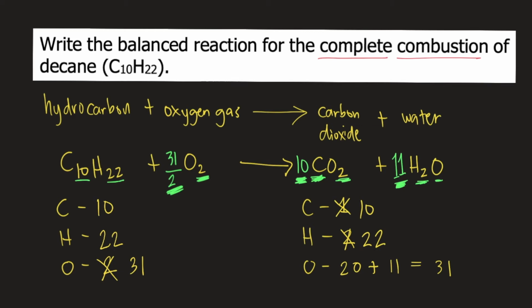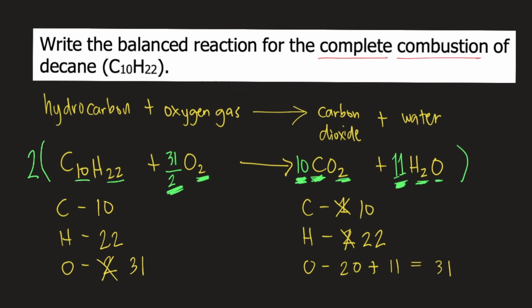So technically, all elements are balanced. That means the reaction is balanced. But some professors prefer whole numbers as coefficients in the balanced equation. They do not prefer fractions. So how do we remove the fraction in a balanced reaction? We multiply all the coefficients of the reactant and the product by 2.